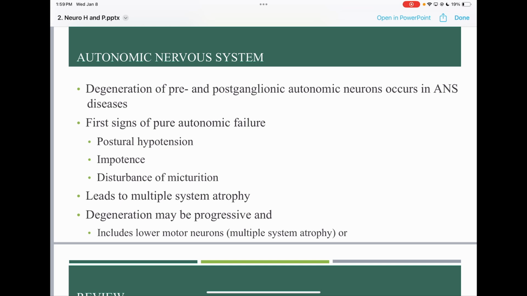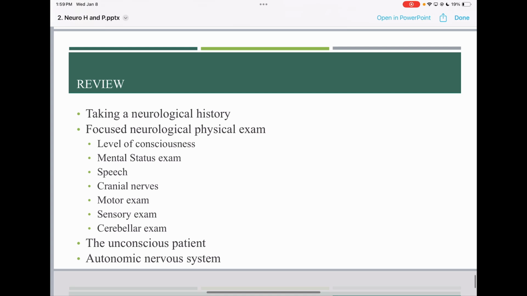First sign of pure autonomic failure is your postural hypotension. They stand up, blood pressure can't normalize, it drops, they get lightheaded and dizzy, may pass out. Impotence. That's when men will start coming to the doctor, when that stops working. Okay? But again, if they already have that problem, you know they have underlying issues that are going along with that as well. Any problems with urinating may lead to multiple system atrophy, and degeneration may be progressive. It also includes your lower motor neurons as well.